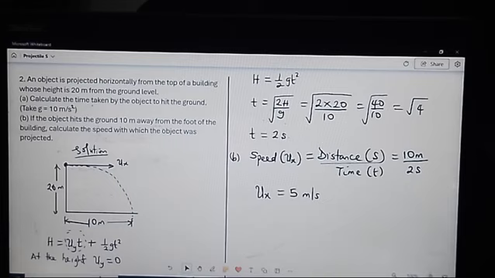So on this note, I've come to the end of this particular lecture on projectile motion.